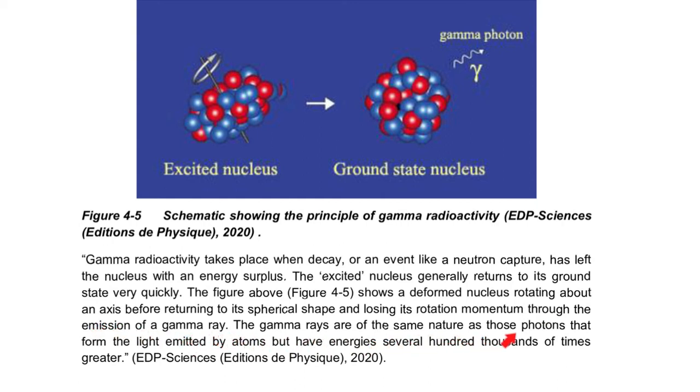The gamma rays are of the same nature as those photons that form the light emitted by atoms, but have energies several hundred thousands of times greater. That's in essence what I referred to just now, that the energy of the photons is hundreds of thousands of times greater than that for visible light. They have alluded to another quantity in quantum mechanics, and that is angular momentum. And angular momentum also needs to be conserved, like for instance an ice skater who's spinning has got an angular momentum, and then they pull their arms inwards and they start to spin faster. That's in order to conserve angular momentum. The same thing happens with nuclei and with other quantum particles.